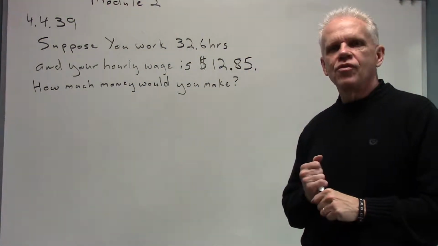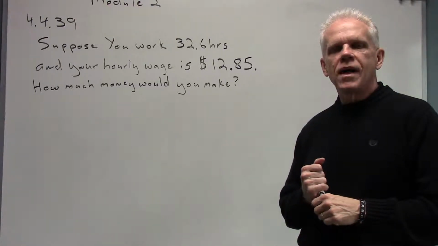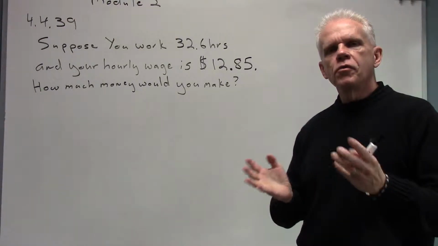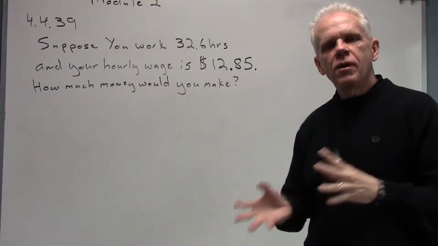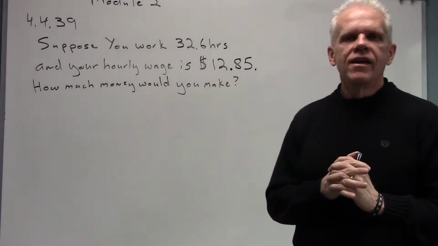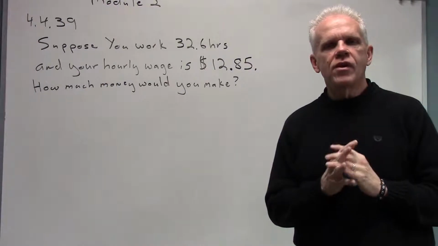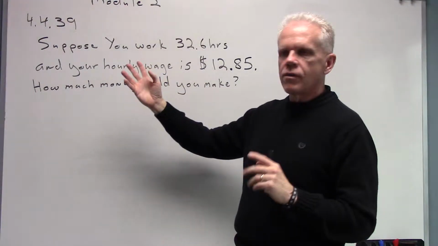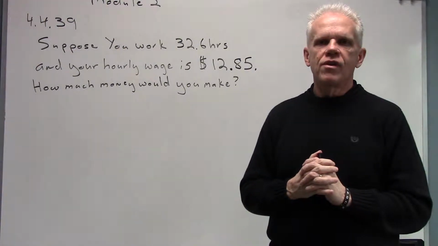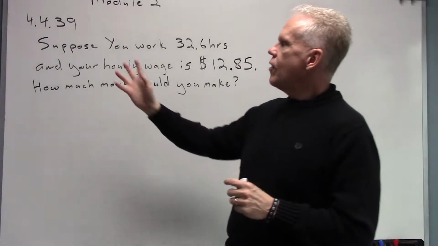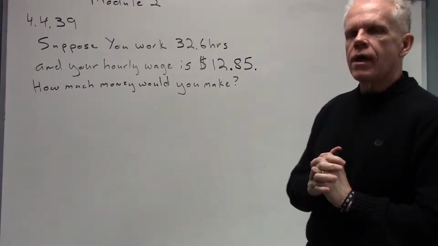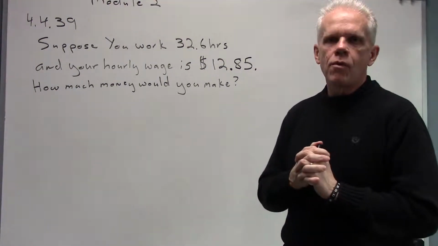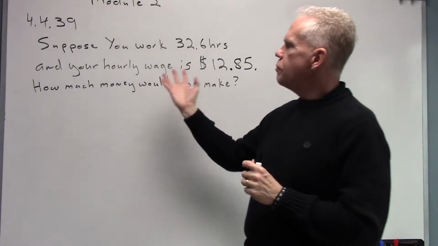We are still in Module 2 and we're going to be talking a little bit about decimal multiplication with a real world type problem. Let's suppose you finished your degree at Aiken Tech and you've got that wonderful job, you're starting off in your new job and you're ready to go. And let's suppose you work 1 week for 32.6 hours, and your hourly wage is $12.85 per hour. That's your hourly wage. How much money would you make?